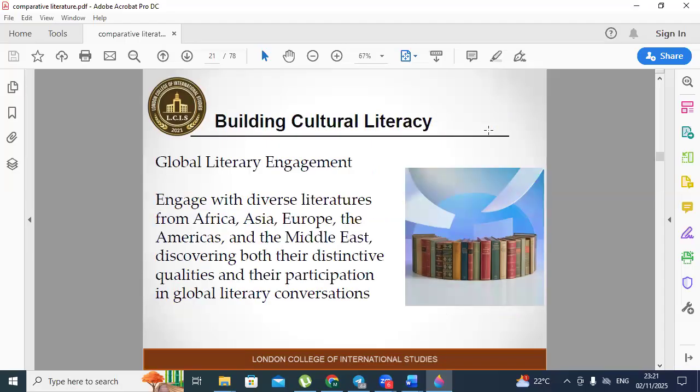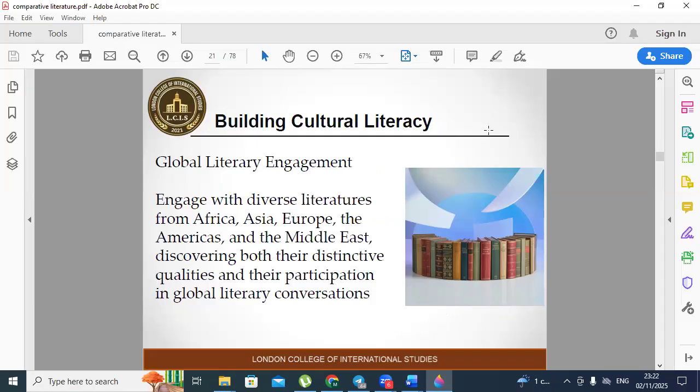Building cultural literacy, global literacy engagement: engage with diverse literatures from Africa, Asia, Europe, the Americas, and the Middle East, discovering both their distinctive qualities and their participation in global literary conversations.